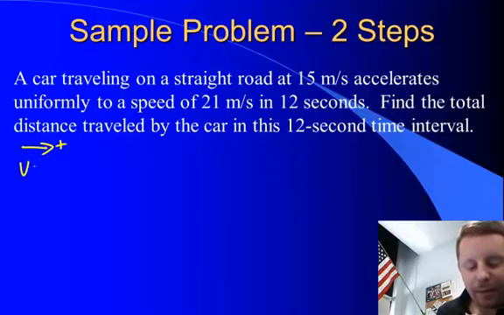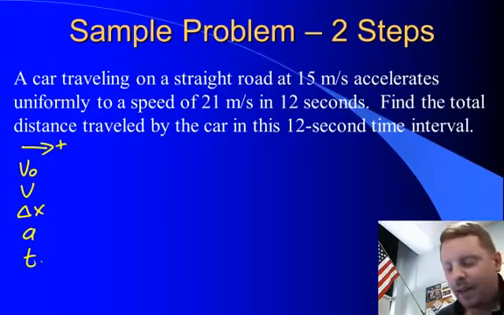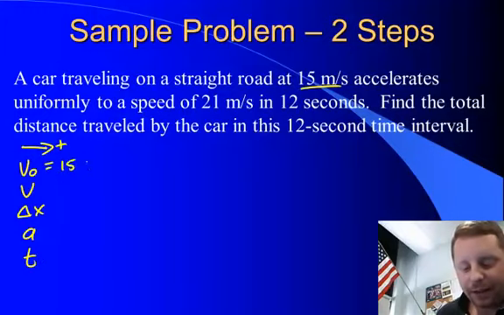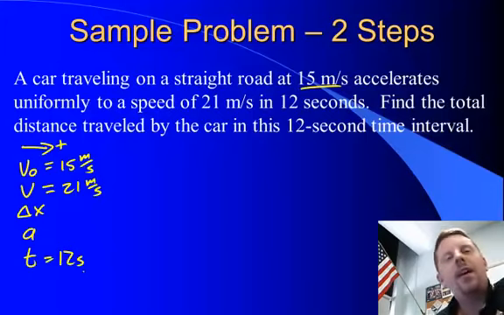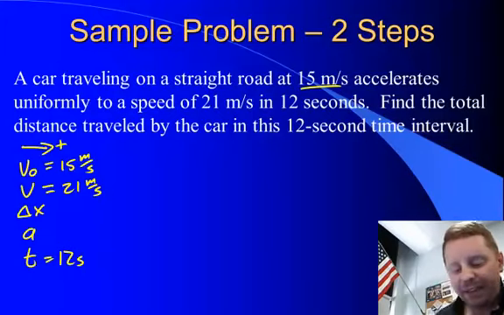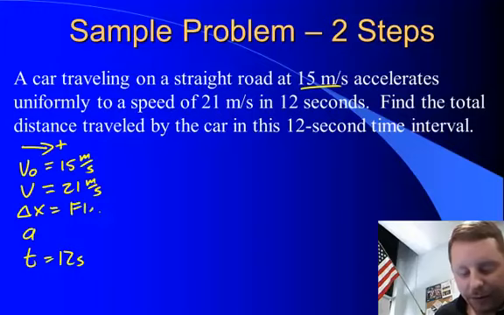And as we make our table, v naught, v, delta x, a, t. v naught, our initial velocity, is 15 meters per second. Our final velocity is 21 meters per second. And it takes it 12 seconds to do that. We know 3 things, so we know we're able to solve the problem. We're asked to find distance traveled. And it doesn't tell us anything about acceleration.